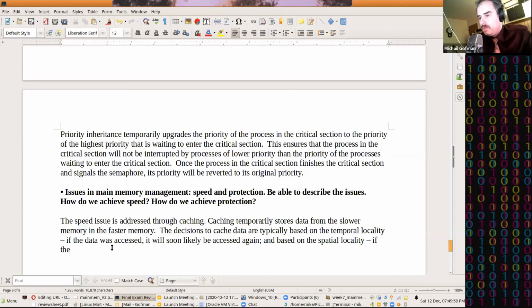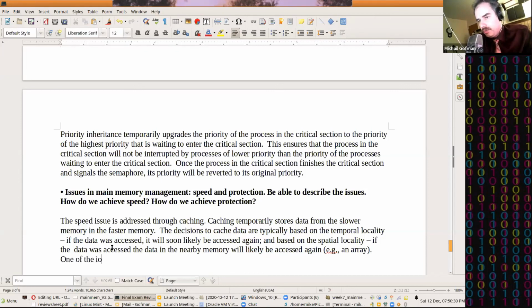So it will soon likely be accessed again. So if the data was accessed, the data in the nearby memory will likely be accessed again. For example, an array. Okay, so that's basically the idea.